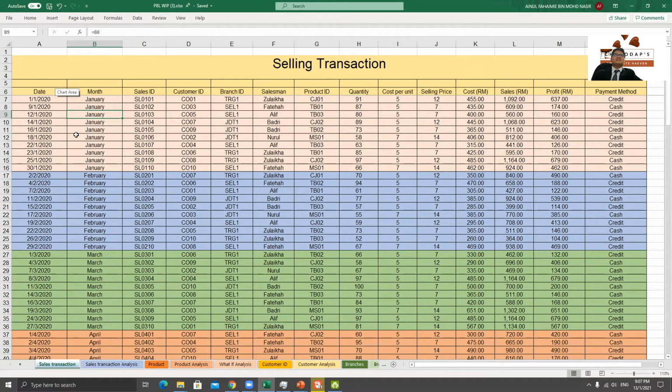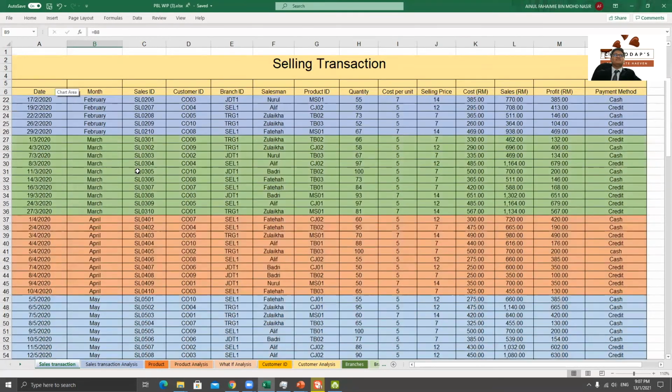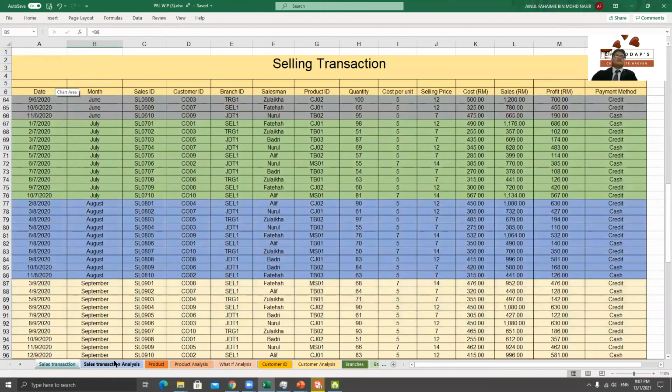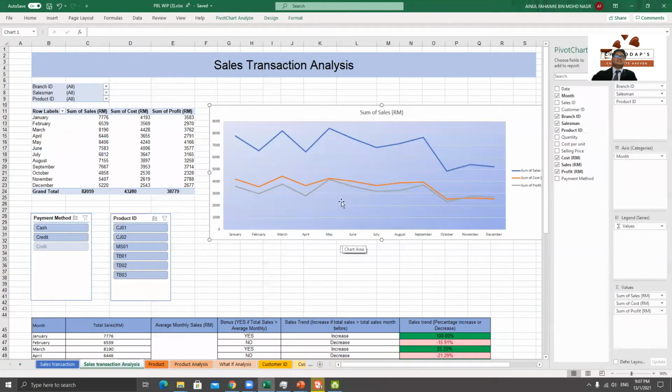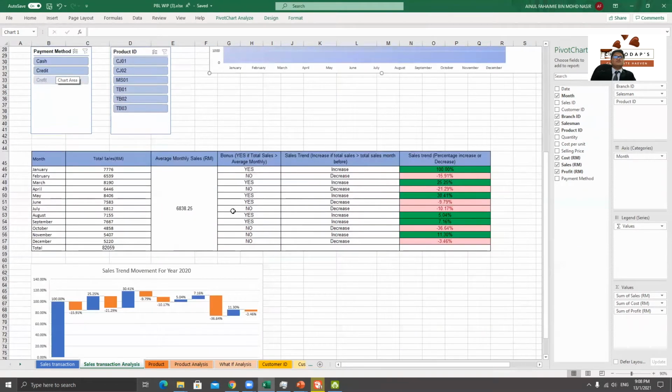Okay, the data is colored in different ways. Therefore, we can identify which month it is. For January, it is peach, and February is blue, and so on. Okay, now we continue with the sales transaction analysis. This is our analysis. We have the pivot table and pivot chart, slicers, and some formulas which I will explain later.